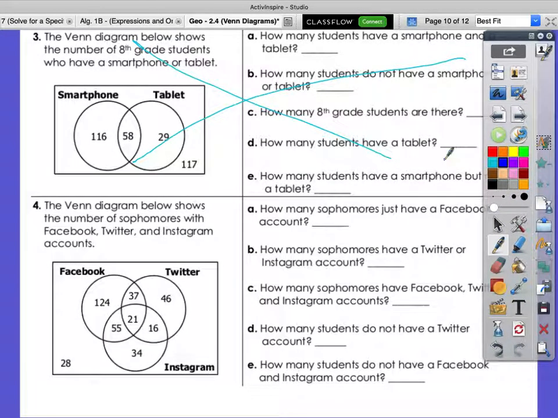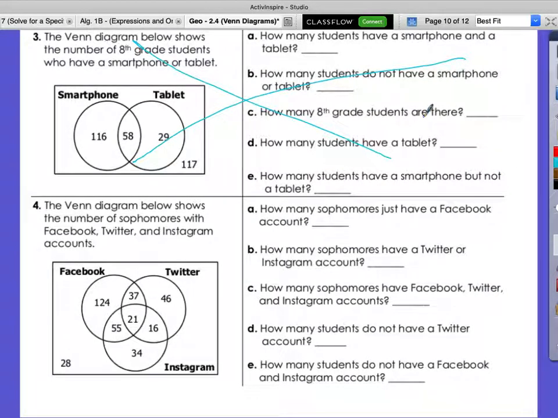Okay. So the Venn diagram below shows a number of sophomores, talking about sophomore students, with Facebook, Twitter, Instagram accounts. Facebook. Okay. My mom. There's more techniques on there than you realize. Just saying. You're missing out. So a lot of them do come from there. I'll be honest. Okay. How many sophomores just have a Facebook account?